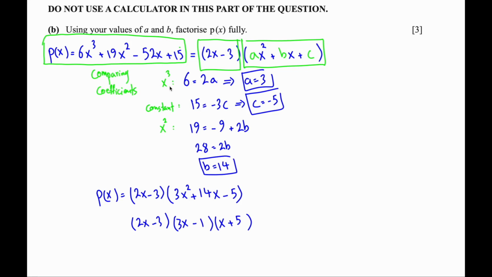So let's start with the x cubed terms. If you look at the x cubed term on the left hand side, its coefficient is 6. And on the right hand side, you have to ask yourself, how can I get the x cubed term? There is only one possibility: when you multiply the 2x term by x squared here. So therefore, the coefficient of x cubed on the right hand side is 2a, and a is 3. Then we're going to compare the constants on each side. On the left hand side, my constant is 15.